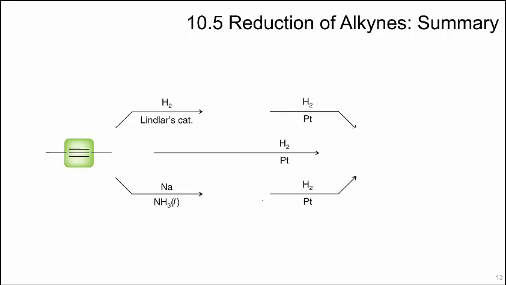And just a summary of reactions. If you have an alkyne with hydrogen and palladium, or platinum, we get the alkane. If we use this with Lindlar's catalyst, we get the cis double bond. With sodium and liquid ammonia, we get the trans double bond, and either of these alkenes with H2 platinum gives us the alkane again.